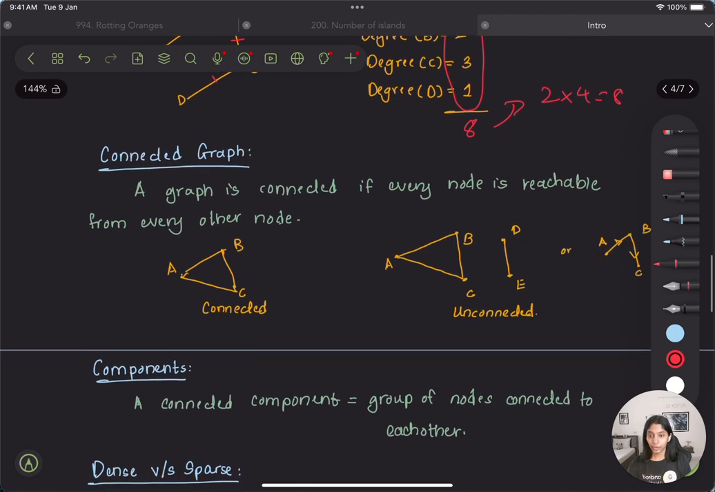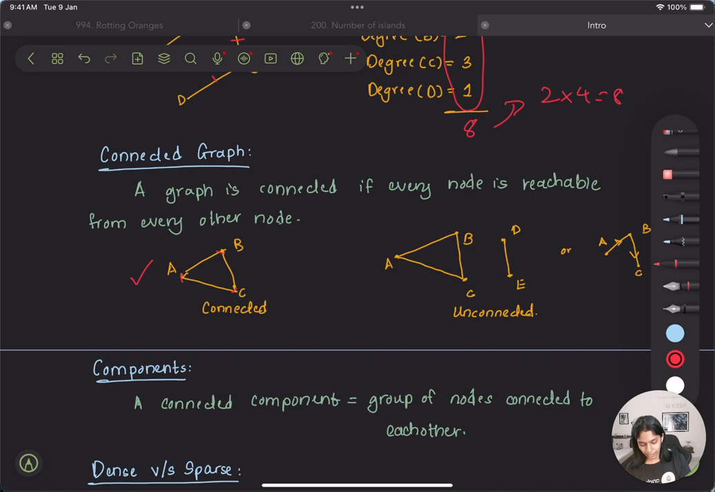Okay, now let's talk about a connected graph. A graph is considered connected if every node is reachable from every other node. As we can see here, A, B, and C are all connected and it's undirected, so everything is reachable from every other node.